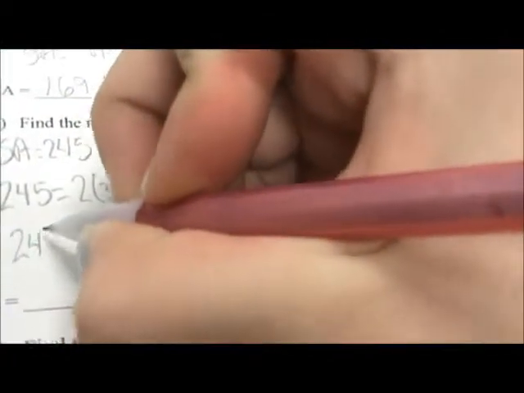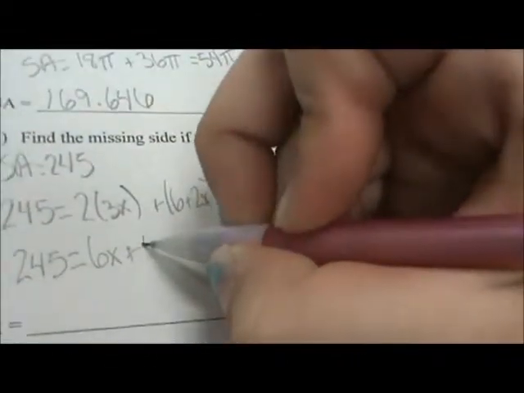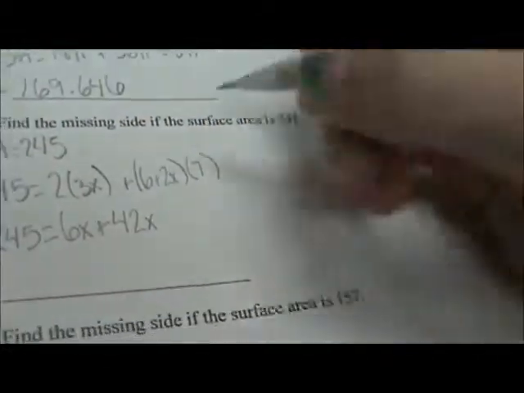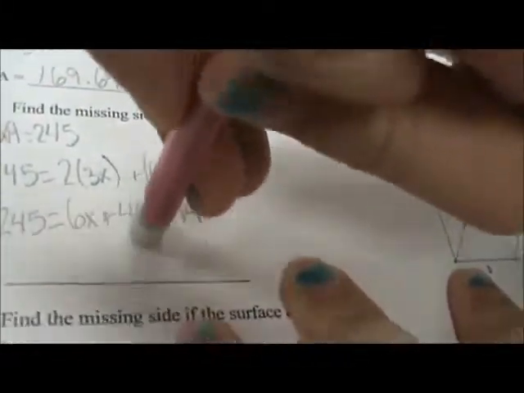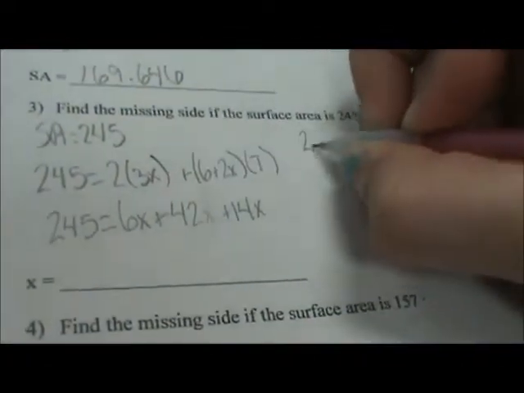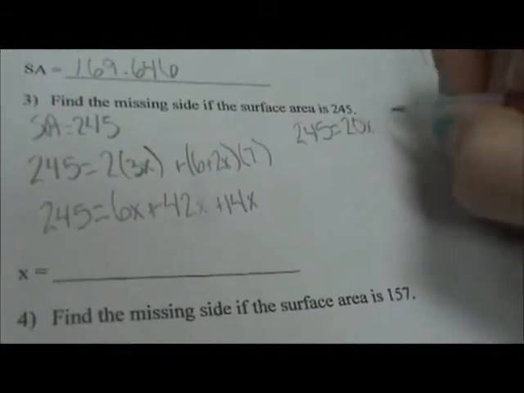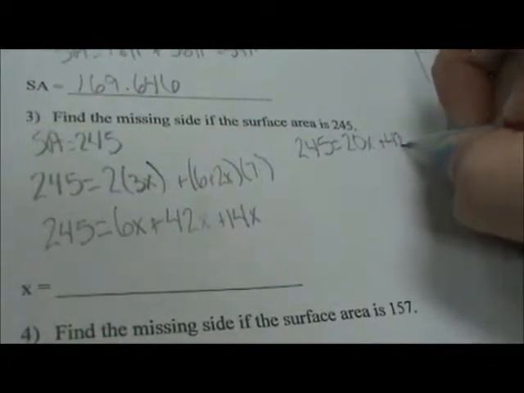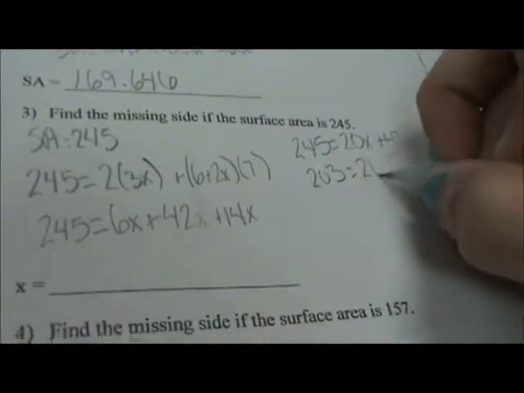Then you need to simplify both sides. So you'll get 245 is equal to 6x, since 2 times 3x equals 6x. And then 7 times 6 is 42. And 2x times 7 is 14x. You then need to add up the x's on that side. So you'll get 245 is equal to 20x plus 42. Then you need to subtract 42 from that one side, and you'll get 203 is equal to 20x.